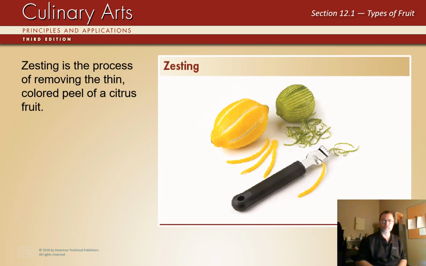Zesting is the process of removing the thin colored peel of the citrus. One of the things that we have to be careful with the zest is not to get that white pith, because that'll actually make things bitter. So whenever we use a zest, we should use a zester, which is right here. Those zesters help just get the yellow or the green portion of the citrus or the orange. We can zest orange, we can zest limes. Anything that's citrus is very good for zesting.